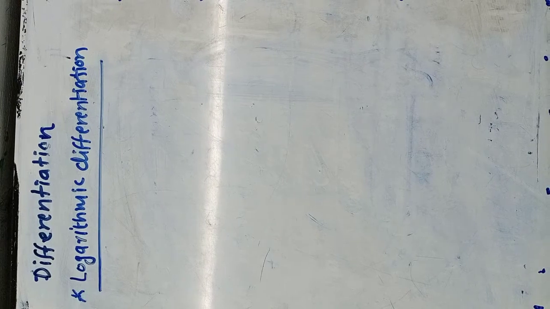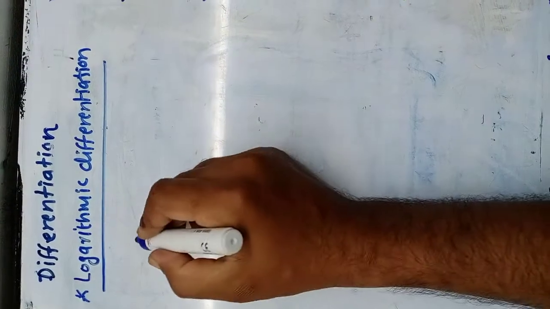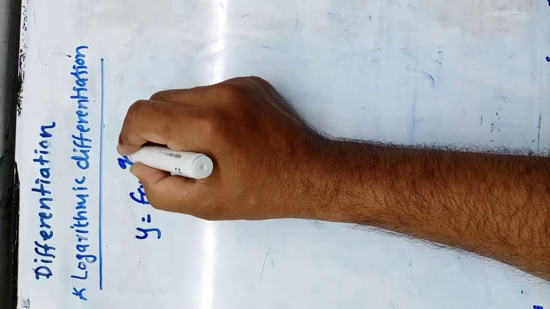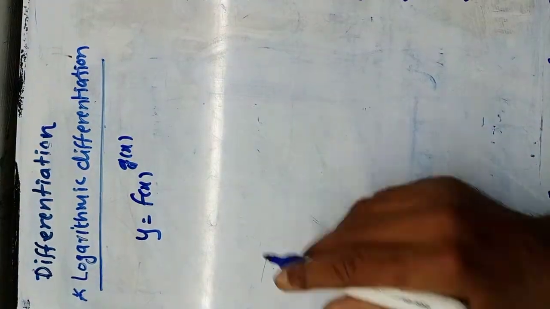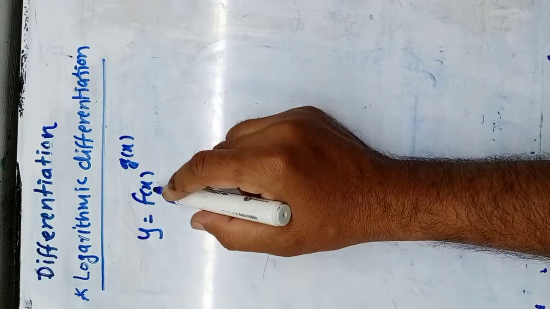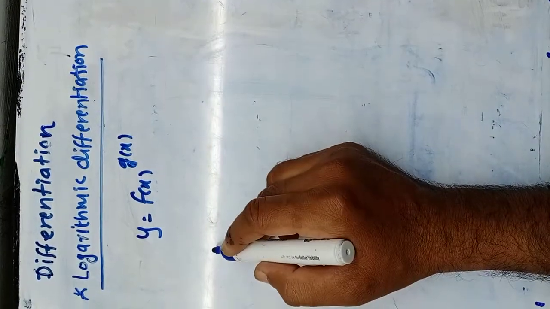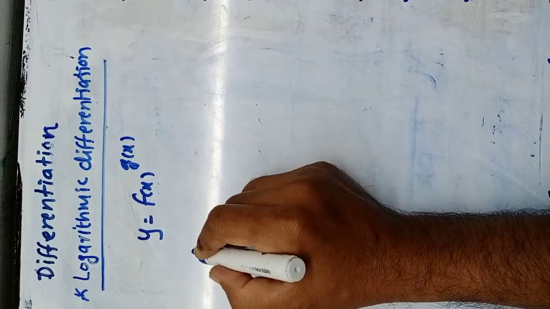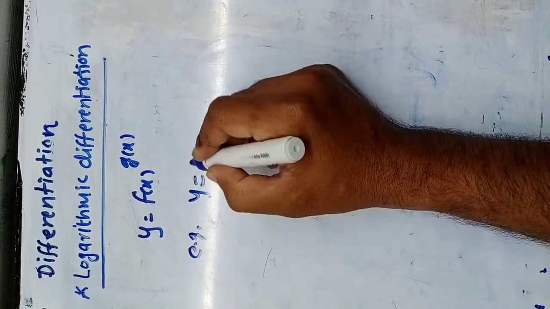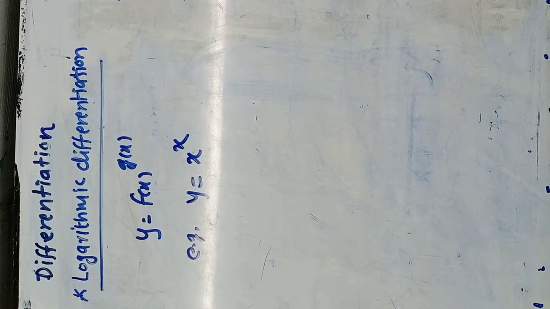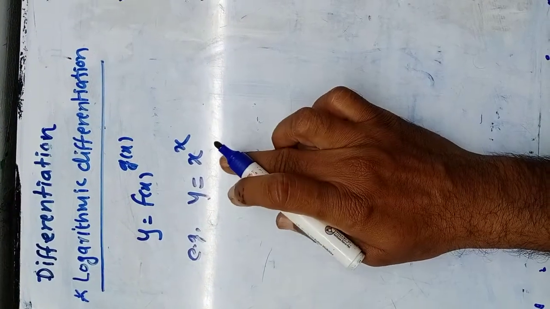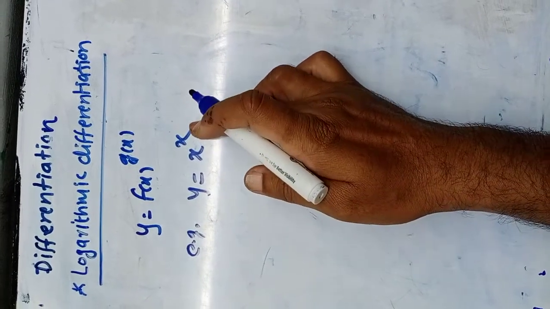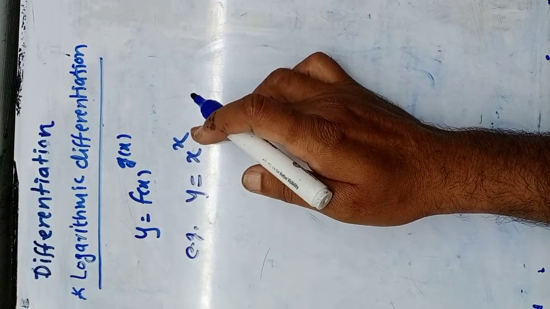Suppose we have a function like y is equal to a function to the power of a function. When we have to solve this type of function, we cannot directly find the derivative of this function, so for that we have to take the logarithm on both sides. For example, suppose we have given y is equal to x to the power x, and if we want to find the derivative of this function, we cannot find it directly because no one rule can apply here.